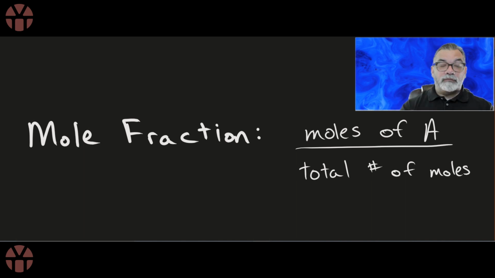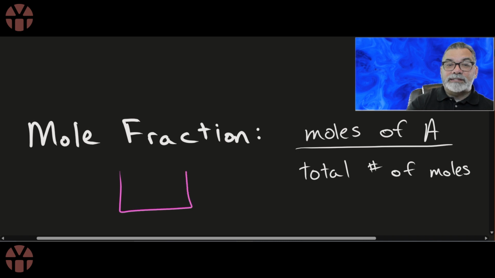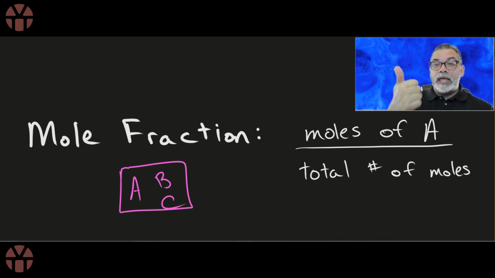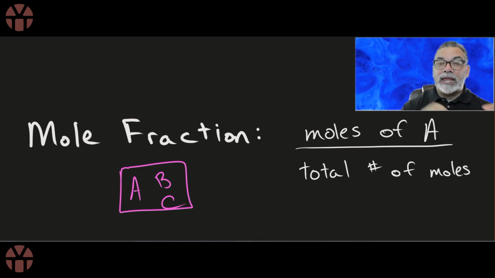So let us say, for example, that I wanted to know the mole fraction of A inside of a container that had A, B, and C floating around in it. So what I would do is say the mole fraction of A is going to be however many moles of A I have divided by the number of moles of A plus B plus C. So I add all of those up, that gives me the total number of moles, and then I produce a value less than 1, or a fraction of how much A brings to the total number of moles.